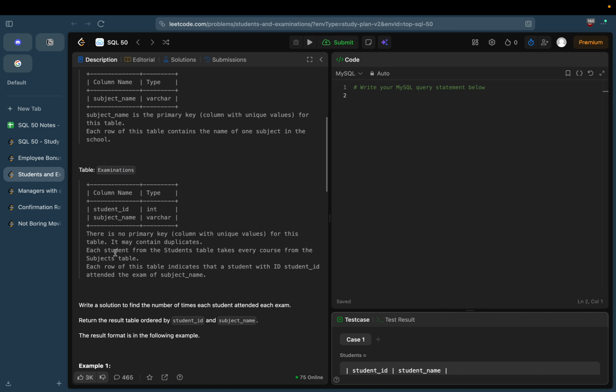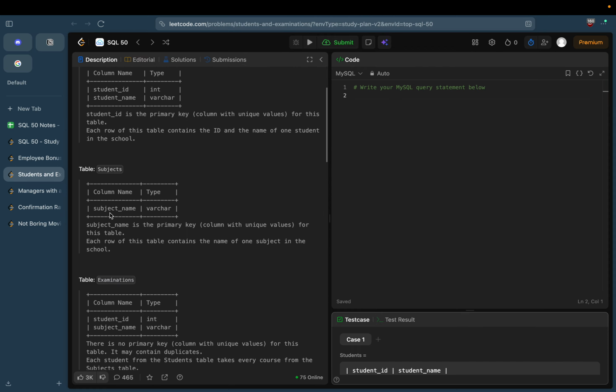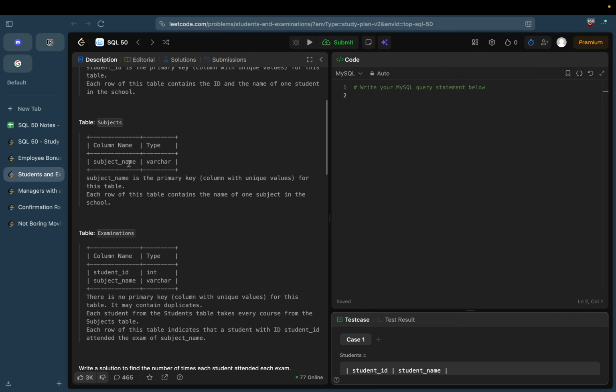We have a third table in this question called examinations, which has both student ID, which is common with students, and subject name, which is common with subjects. Let's go into it. There is no primary key column with unique values for this table. It may contain duplicates. So there is a possibility that a student ID and a subject name get duplicated. That means one student has taken multiple examinations for the same subject. That is a possibility. Each student from the students table takes every course from the subjects table.